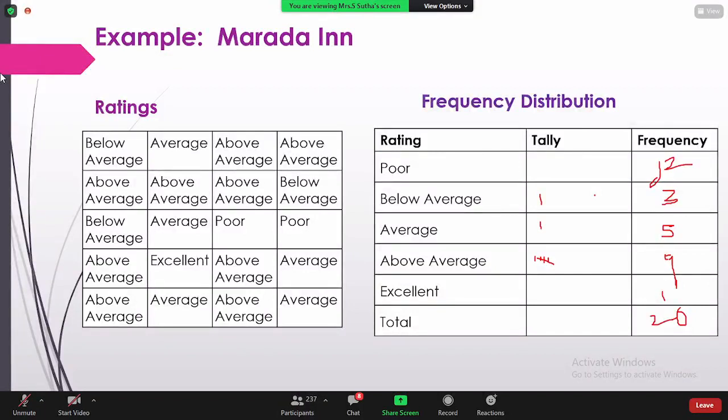So we can say that the quality of the accommodation provided by the Maratha Inn is at above average level. So it's very good for taking the accommodation from there. Right? So this kind of decision we can make quickly based on the frequency distribution.